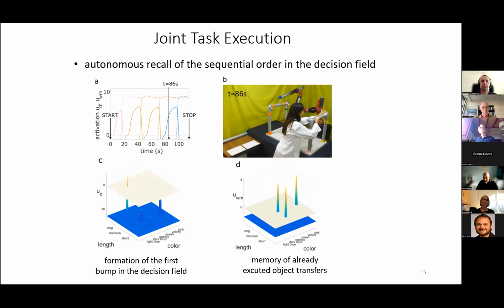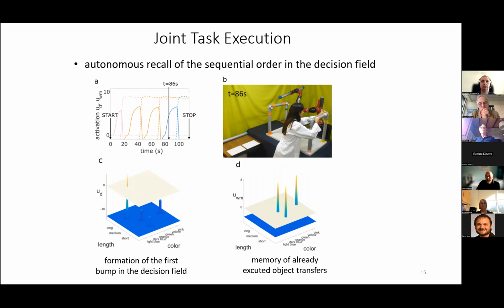For instance, at t equals 86 seconds, you see here that the robot starts to manipulate, holds out already the blue object, where the user in this case is still mounting the yellow one. Here you see the moment when in the decision field the first bump penetrates the threshold. And here you have the memory of already executed object transfers. These are the dashed lines in the first panel, A, which actually is a negative feedback, which brings down the activity in the decision field.